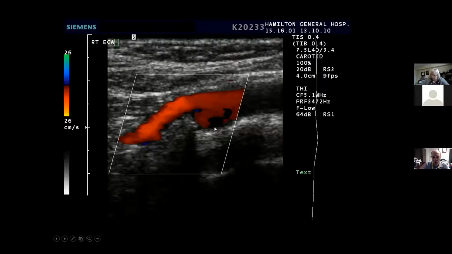I'm showing you where the margins of the wall are easy to see. But here, this is the wall of the vessel, and then this is all plaque. But you see that there's a piece of the plaque missing. So you can see in really brilliant detail a ruptured carotid plaque on ultrasound. You would never see this on a CT angiogram.